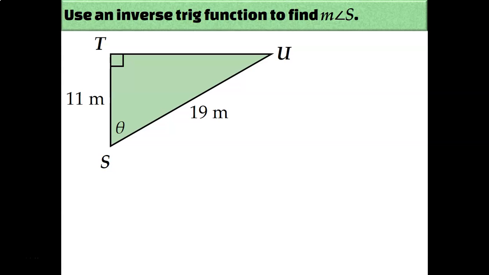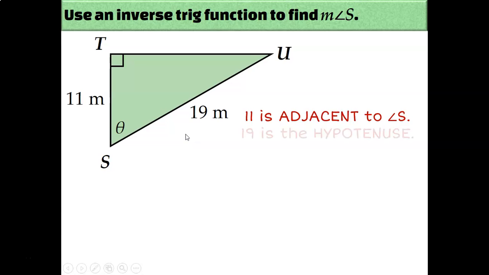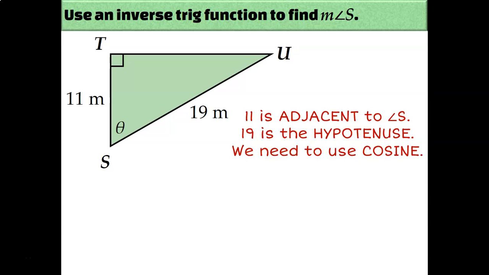We need to calculate the measure of angle S, which is marked with a theta. In relationship to angle S, TS is adjacent. This side is right next to the angle, and therefore it's considered adjacent, whereas 19, which is also adjacent to theta, has a special name. Since it's the side that's across from the right angle, we call it the hypotenuse. So since I have adjacent and hypotenuse, we need to use cosine in order to solve.